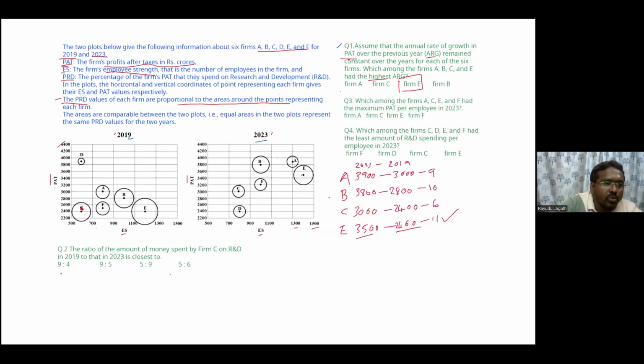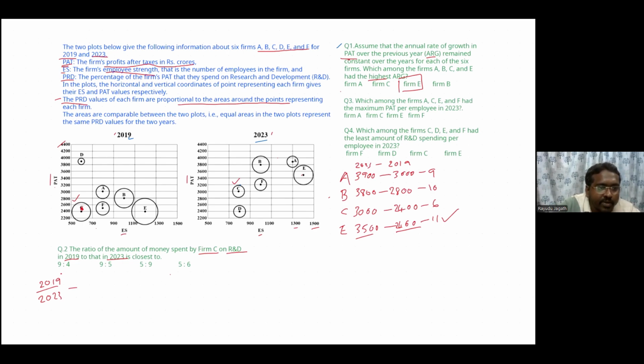While considering question number two, the ratio of the amount of money spent by firm C in R&D in the years 2019 to 2023 is required. So first we write the numerator part 2019, denominator part we can write 2023 data. R&D, that means we have to find out that ratio. So we have to consider this firm C data. In 2019, firm C is having area R&D proportional to the area around the reference point, the central point. Central point is 2400 here.